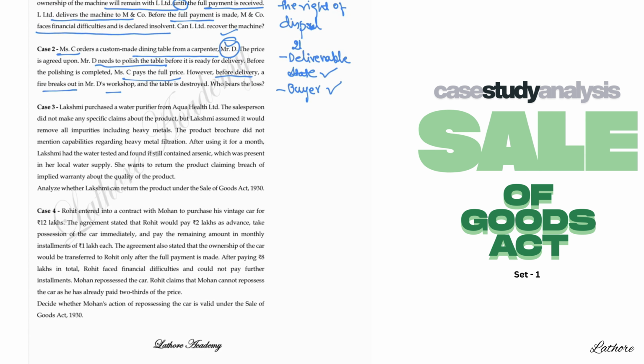Moving on to the next case study, Lakshmi purchased a water purifier from Aqua Health Limited. The salesperson did not make any specific claims about the product, but Lakshmi assumed that it removed all impurities, including heavy metals. The product brochure also did not mention capabilities regarding heavy metal filtration. After using it for a month, Lakshmi had the water tested and found it still contained arsenic, which was present in her local water supply. She wants to return the product, claiming breach of implied warranty about the quality of the product.